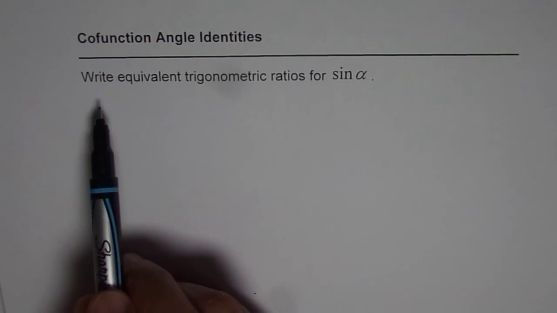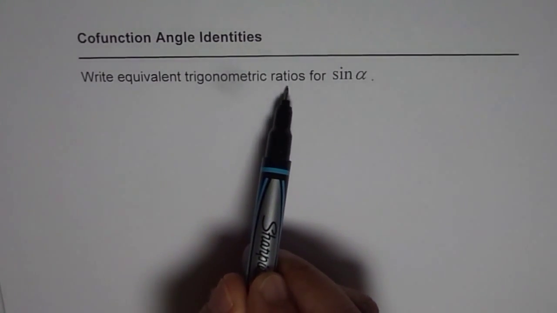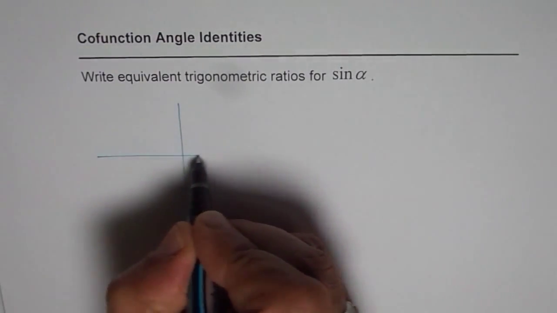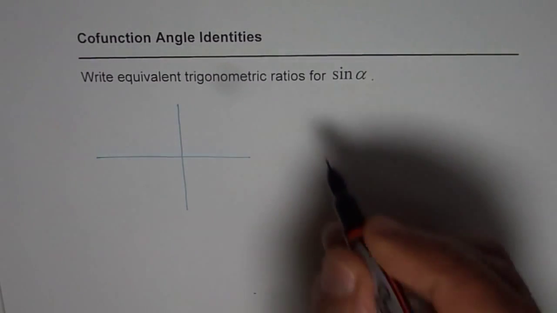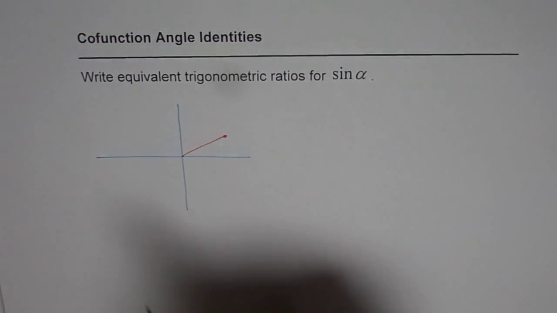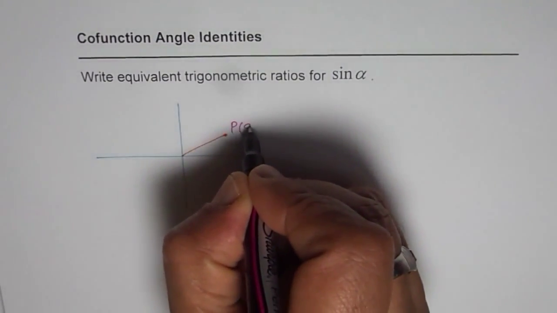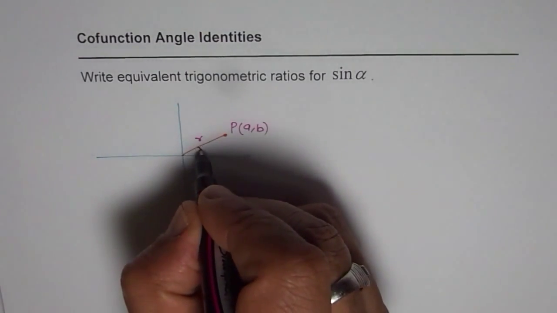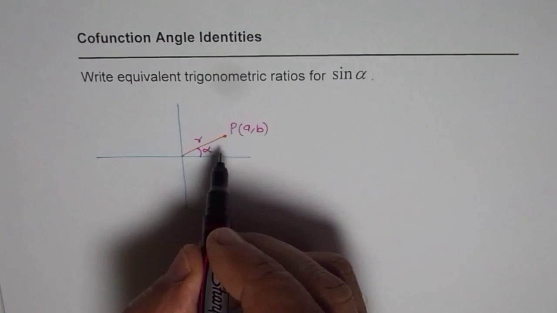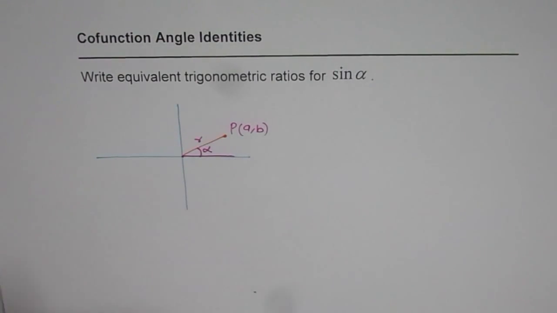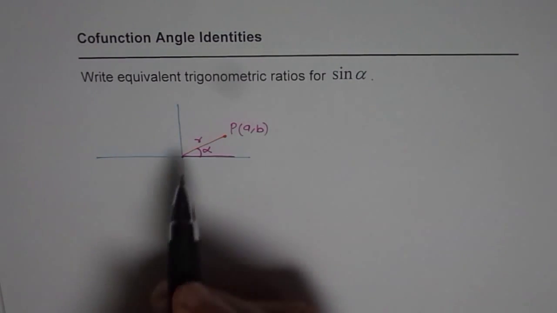The question here is, write equivalent trigonometric ratios for sine alpha. So let me first consider the coordinate plane here, and when we say sine alpha, we'll consider a point here which is, let us say, P, coordinate points A and B, and the radius is R. And this angle for us will be alpha. So whenever we are taking an angle, it will be in standard position. So the initial arm will be along positive x-axis. So that is the position of our angle.